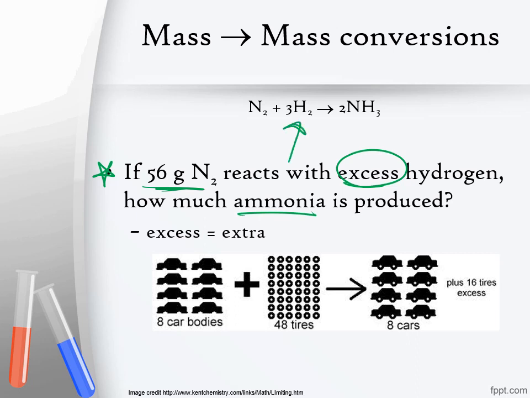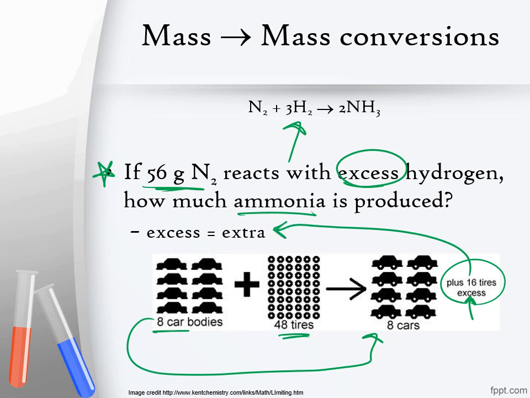It's kind of like if you're building cars and you've got all these car bodies and all these tires. You can build complete cars from all those tires and then have some tires left over. So tires would be in excess, they would be extra. In this problem, I can use up all of my nitrogen. I'll have hydrogen left over.